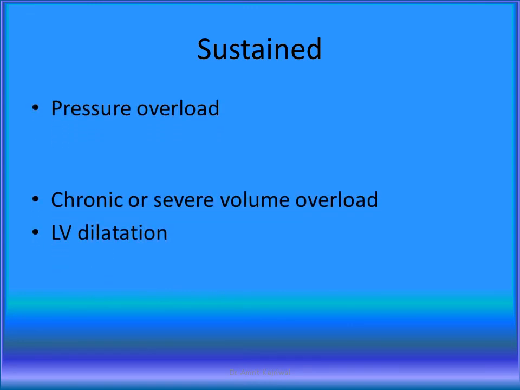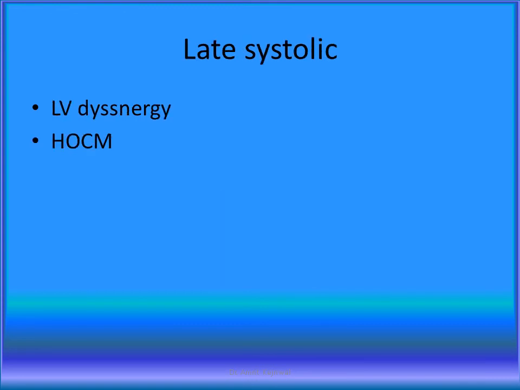Sustained is seen in pressure overload or chronic or severe overload and LV dilatation. Pressure overload, again hypertension and aortic stenosis. Late systolic may be seen in left ventricular dysfunction or hypertrophic obstructive cardiomyopathy.